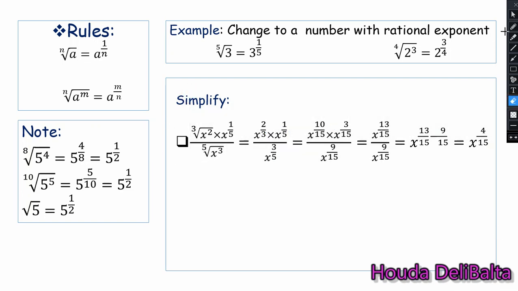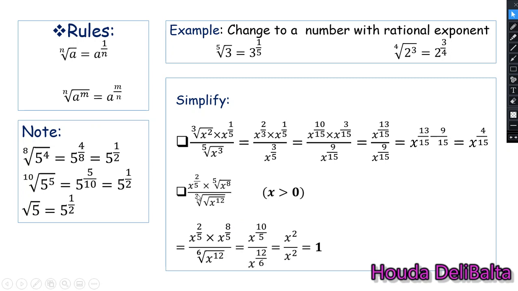Now the second example is x to the power 2 over 5 times 5th root of x to the power 8 over cube root of square root or radical of x to the power 12. X is positive. There is a condition that x is positive. Now, x to the power 2 over 5 is kept as it is.